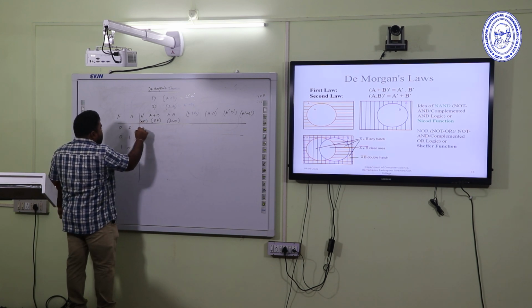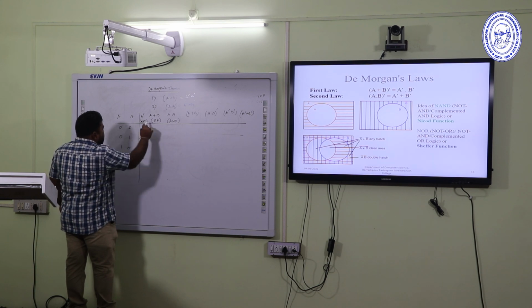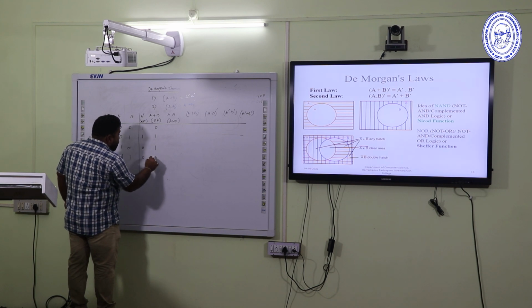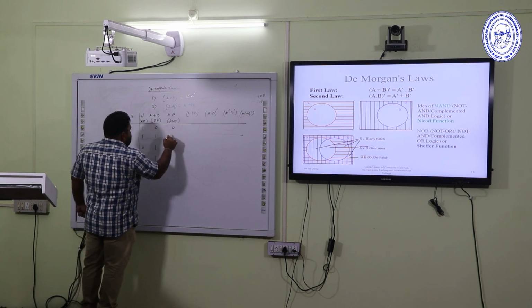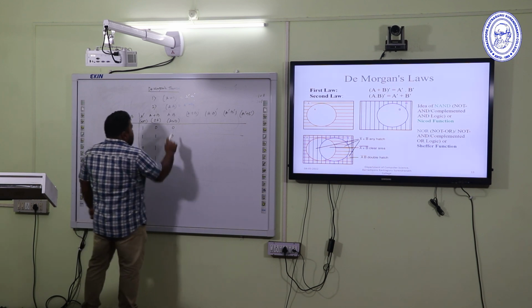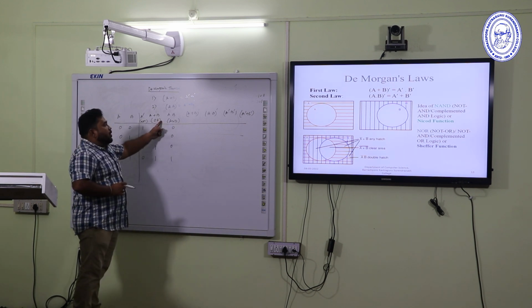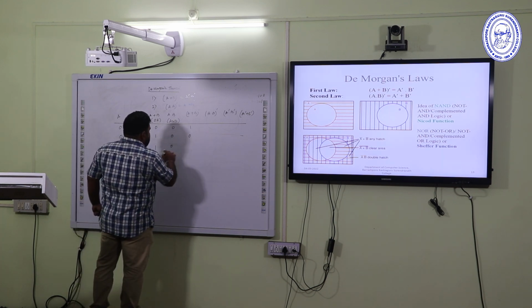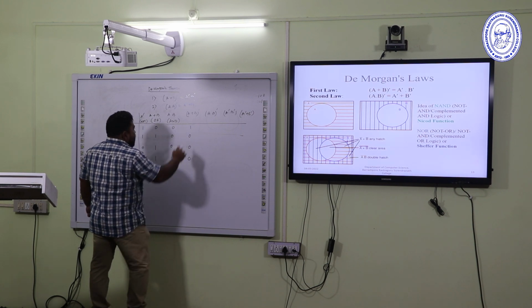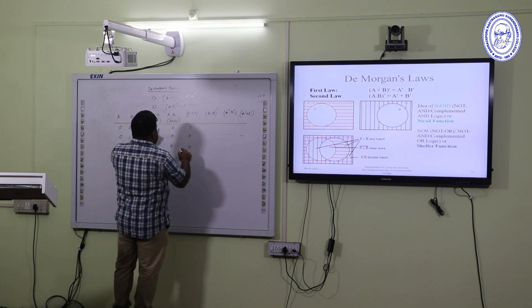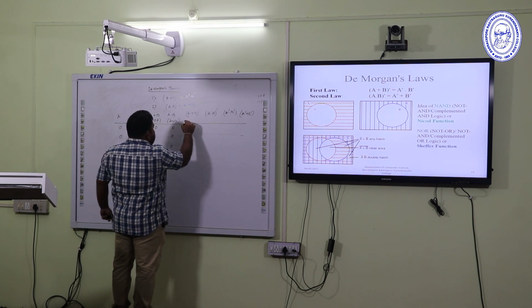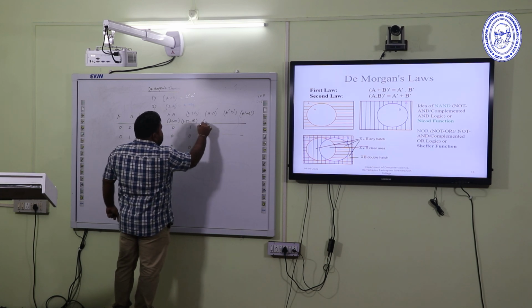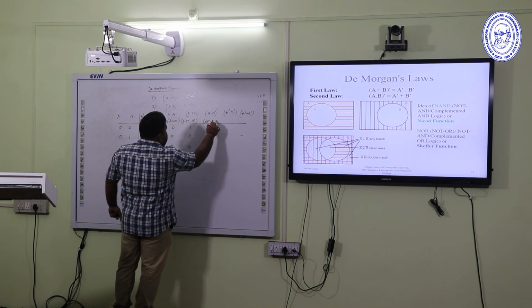So this value will be 1, 1, 0, 0. A plus b means 0 plus 0 is 0, 0 plus 1 is 1, 1 plus 0 is 1, 1 plus 1 is 1. And means 0, 0, 0, 1. So (a plus b) complement means the complement of OR, that is 1, 0, 0, 0. And (a dot b) complement means the complement of AND. So this is called NOT OR, and this is NOT AND.